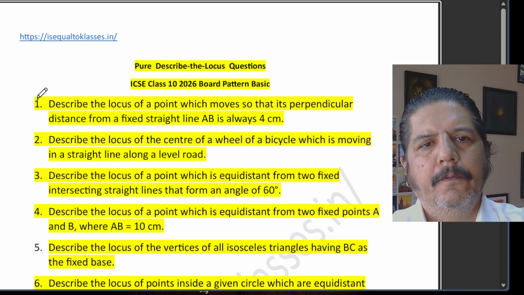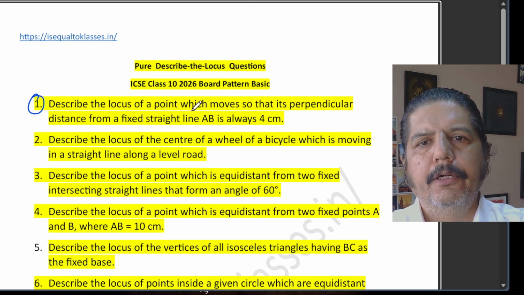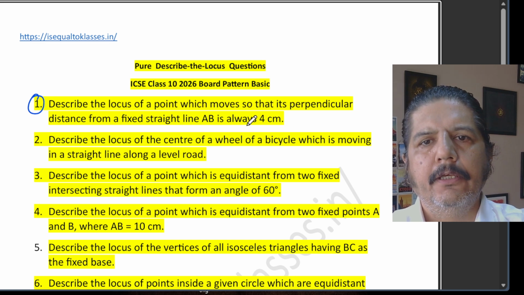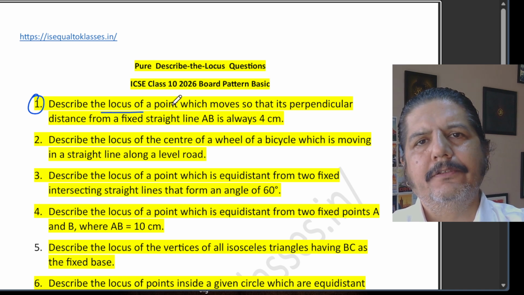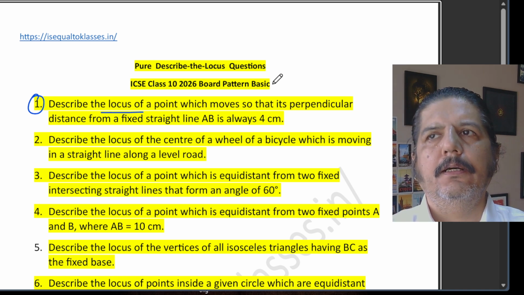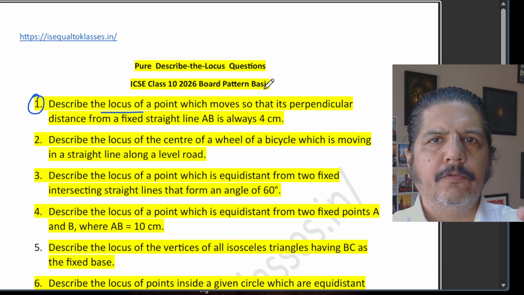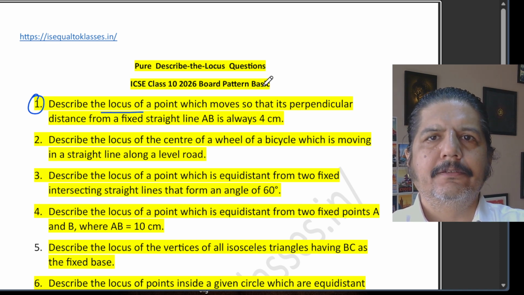First question. Describe the locus of a point which moves so that the perpendicular distance from a fixed straight line AB is always 4 centimeter. Now, as discussed, locus is basically the path that a point will follow under some condition.